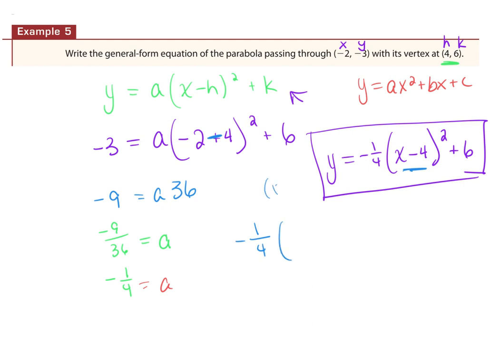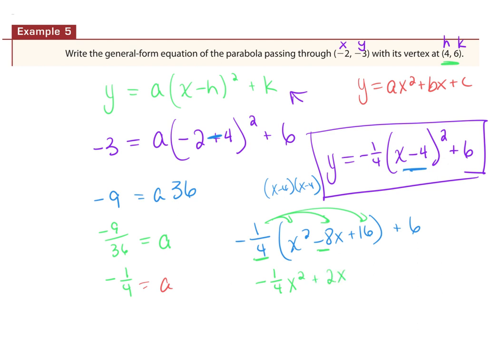So if I FOIL this, remember, I'm just gonna say x minus 4, x minus 4. So I'm gonna get x squared minus 8x plus 16 when you FOIL that all out, and I still have that plus 6. I'm gonna distribute through. And they were nice and gave me a 4. So -1/4 x squared, -1/4 times -8. That's gonna give me a +2x, just 8 divided by 4. +16 divided by -4 is going to give me a -4, and I still have a +6. What can I do with the -4 and the +6? Yeah, I can combine those. So standard form, while this is vertex, standard is going to be -1/4 x squared plus 2x plus 2.